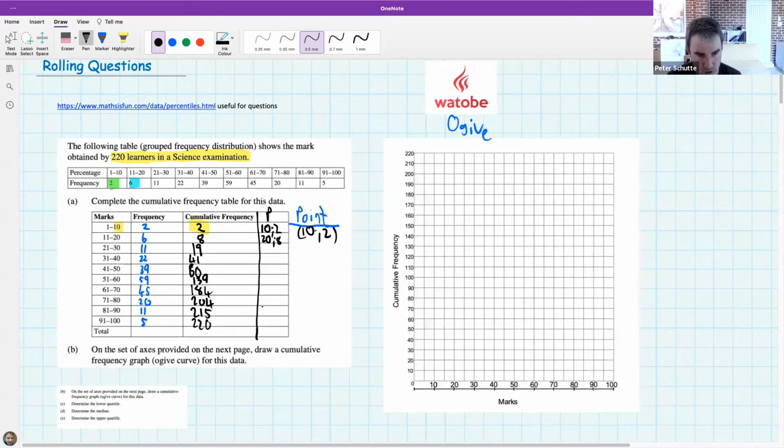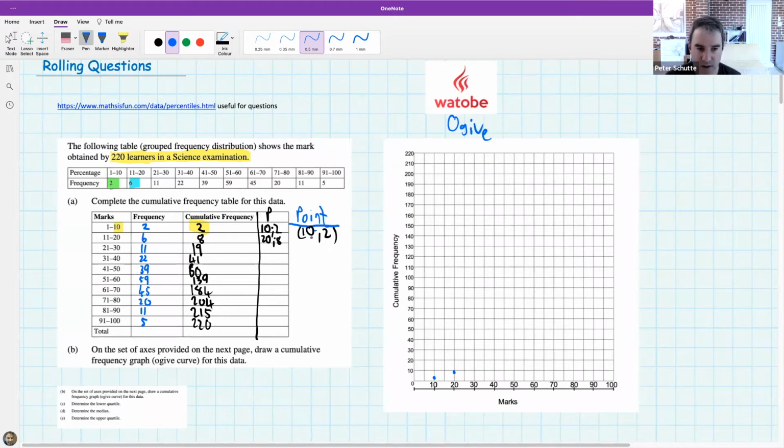Once you have got all those points, I want you to start putting them onto an ogive. Just to show you where this first point would be, I'm going to use a different color. So 10, 2 would just be in line with 10 on the marks and 2. So it's going to be down here. And then 28 would be over here.